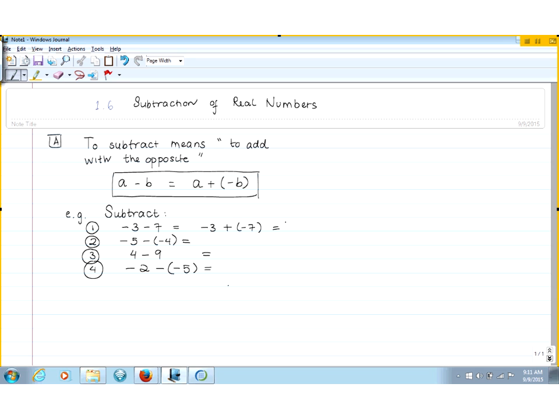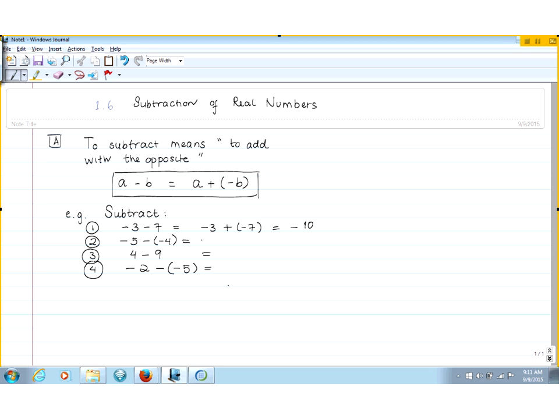What is negative 3 plus negative 7? We're adding, they have the same signs, so it's negative, and we add the absolute values, 3 plus 7 is 10. On the number line, it's negative 3, and then you go left again 7. So that's why it's negative 10. Subtraction means going to the left. Good.